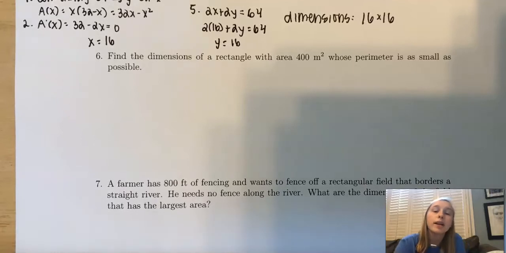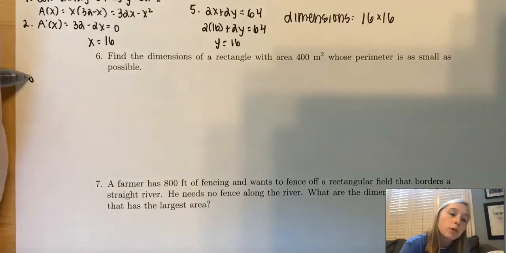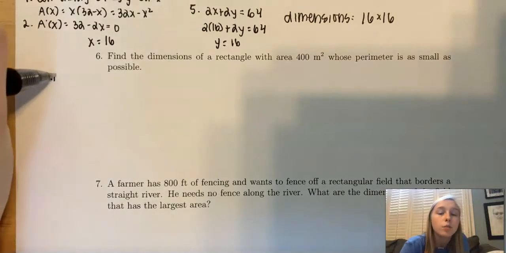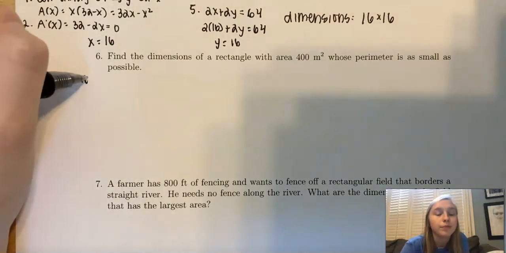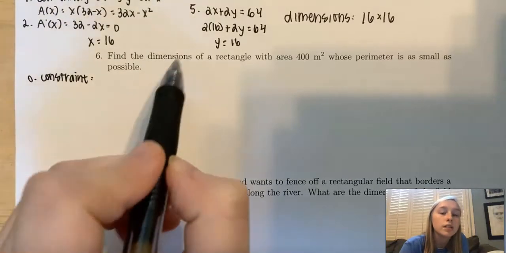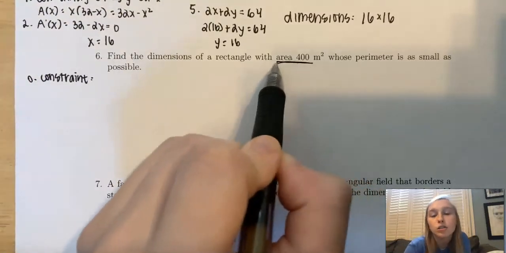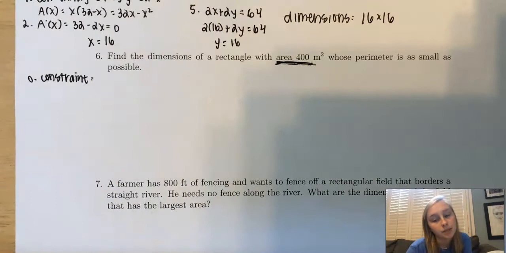Find the dimensions of a rectangle with an area of 400 square meters whose perimeter is as small as possible. So this is kind of flip-flopped. We know the area, we're looking for the perimeter. So in this case, the constraint, remember what area means, is base times height, x times y, so xy equals 400.